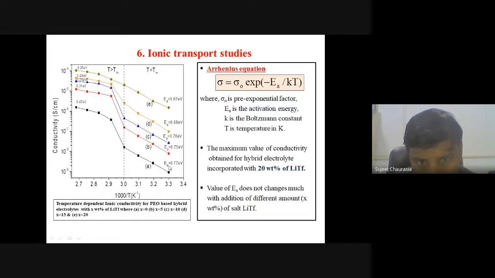Here we can see that the activation energy decreases with increasing salt content in the hybrid matrix, which shows easier transport in the higher lithium salt loading samples, while the activation energy for the polymer electrolyte after Tm changes only slightly, which shows that they follow nearly the same type of transport mechanism after Tm.